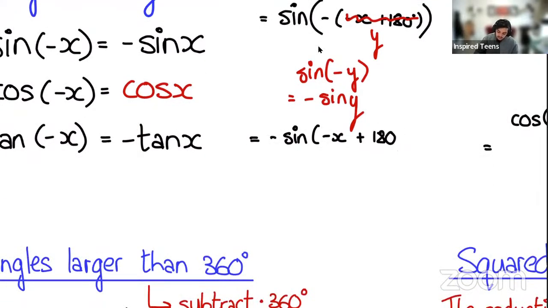That's why we take out that negative bracket, to make the reduction angle positive. If something is negative and you divide it by negative 1, it's going to make it positive. Now I'm just going to rearrange this so that it makes more sense to us: negative sine of 180 minus x. I hope that makes sense.